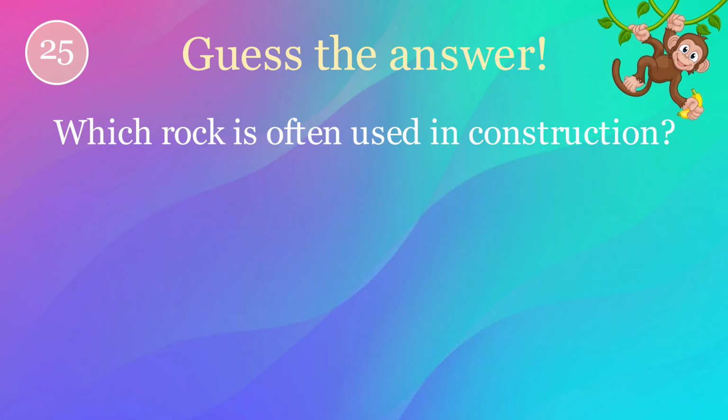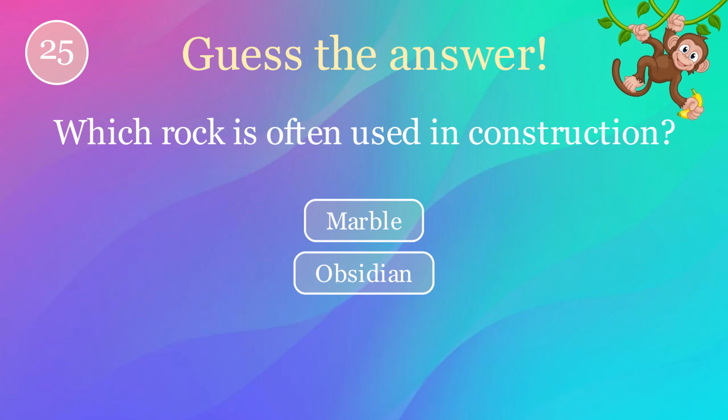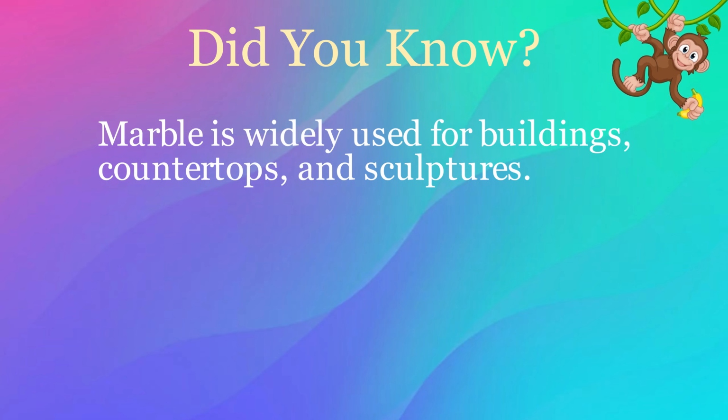Which rock is often used in construction? Marble. Obsidian. Pumice. The correct answer is marble. Here's an interesting fact: marble is widely used for buildings, countertops, and sculptures.